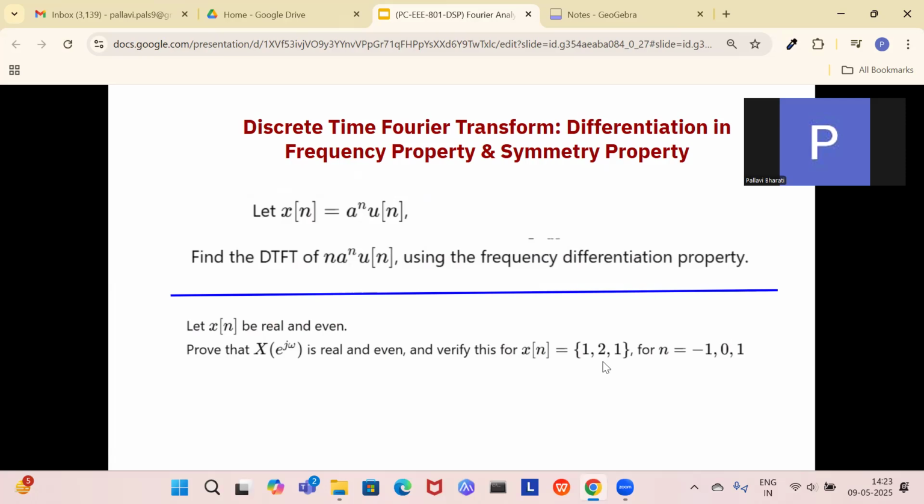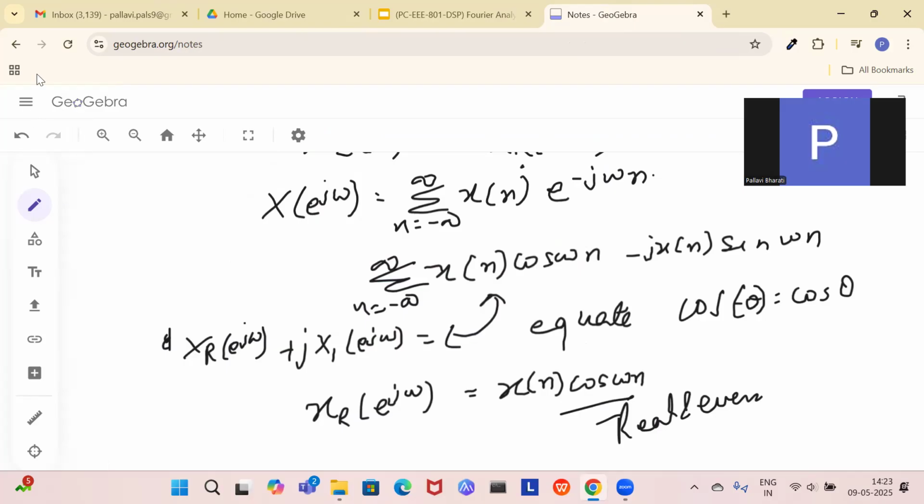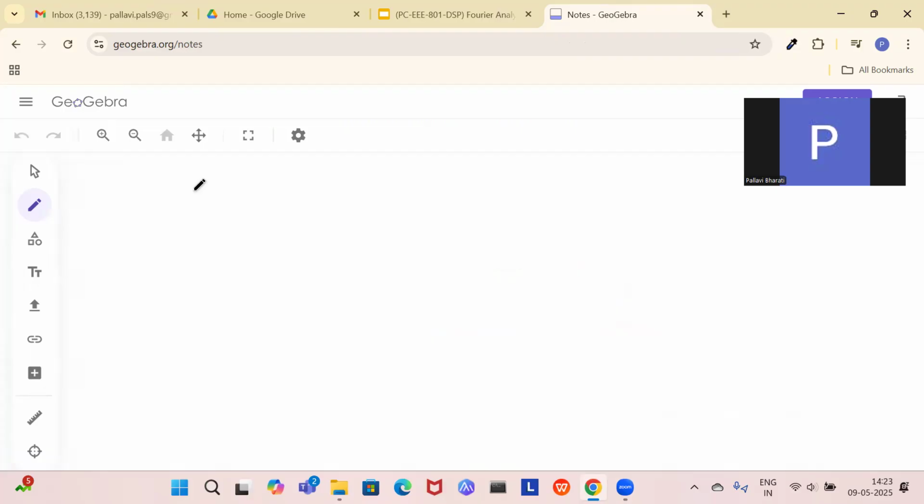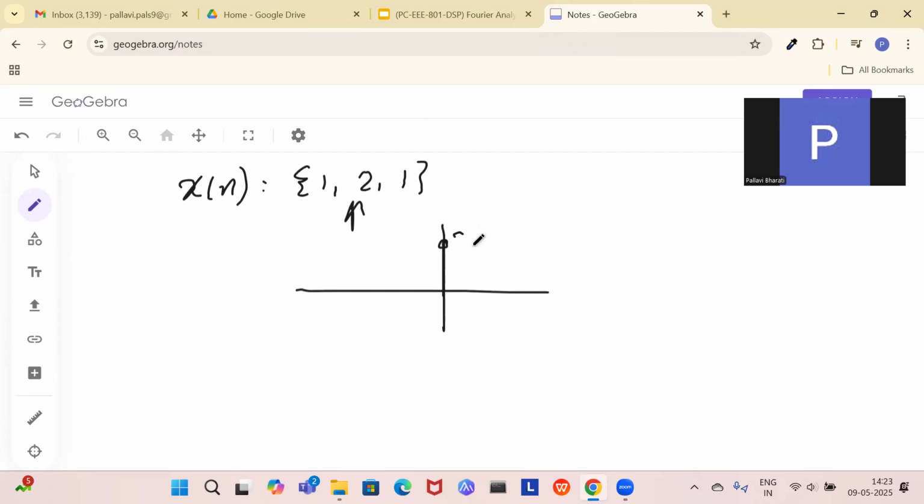This signal is even, given signal is even. Minus 1, 0, no, it's not even. So first you need to take out the X of e j omega for this one. And then you take out the even part of this signal, the real part of this signal, and then do the Fourier transform of just that real part. So let us see this one also once more. x[n] equals 1, 2, and 1. Here you have 0 at this point. So the signal, if you draw it, it is somewhat like this. This point is 2, this point is 1, this is 1.